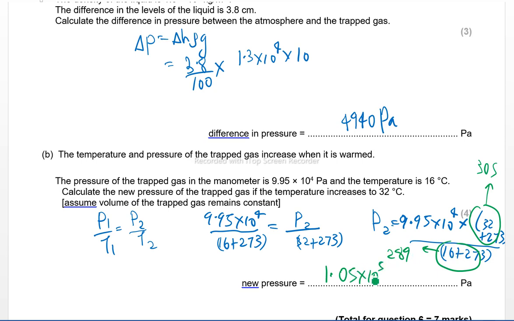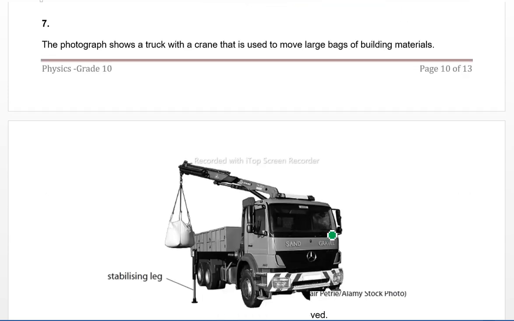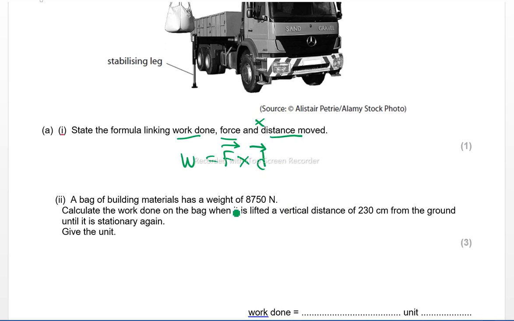Okay, children. Right. On to the next question. The photograph shows a truck with a crane that is used to move large bags of building materials. State the formula linking work done, force and distance moved. So work done is equal to force multiplied by distance moved, isn't it, children? So W is equal to F into D. The force into distance moved in the direction of the force, to put it precisely.